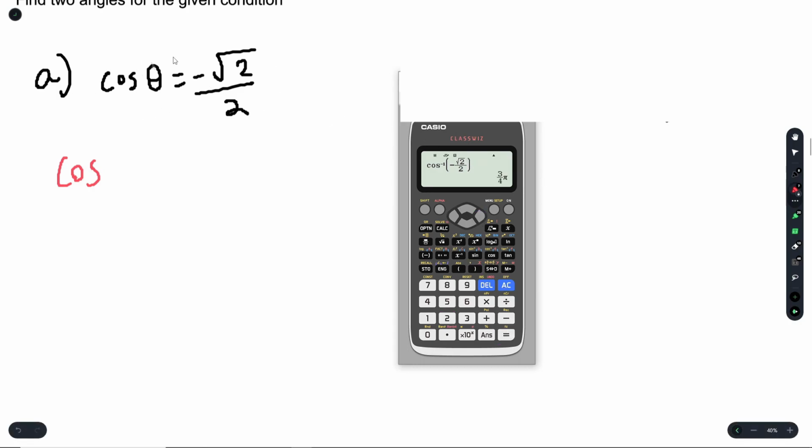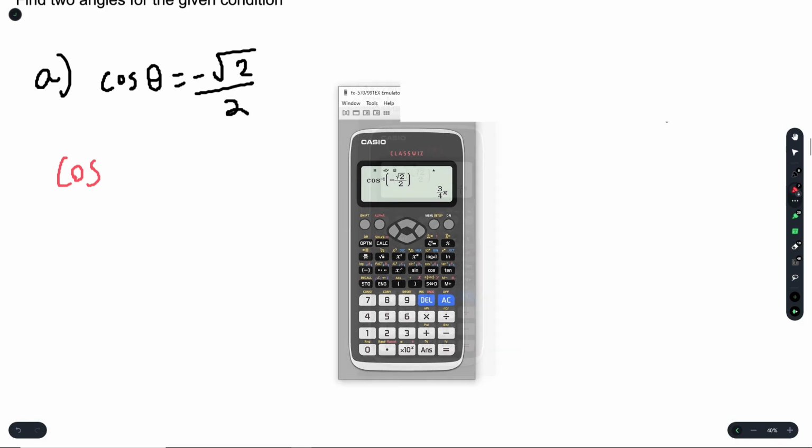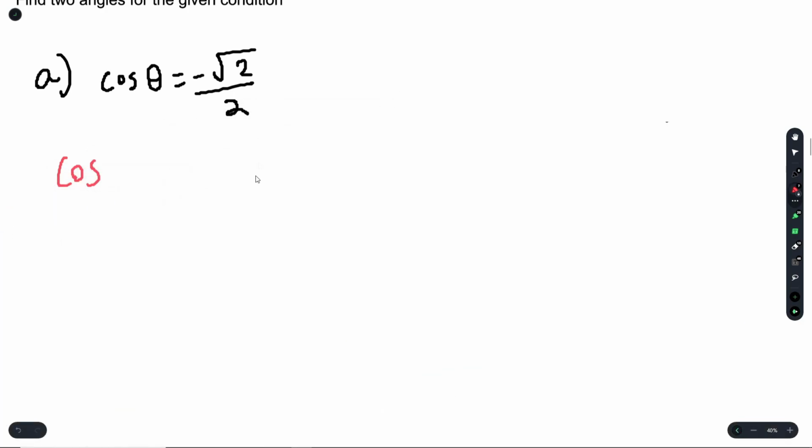So this is the angle theta here. So it's 3 over 4 pi. This means our calculator should be in radian, but it's already in radian, so I didn't switch it. So cosine inverse of negative radical 2 over 2 is equal to 3 over 4 pi.